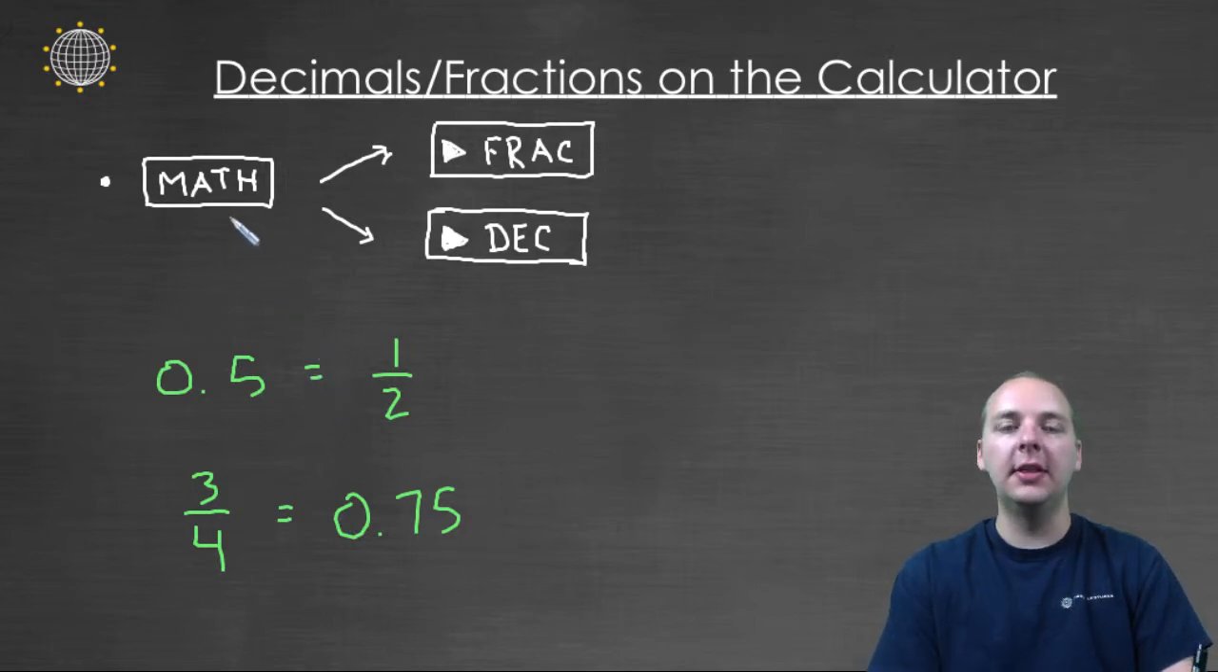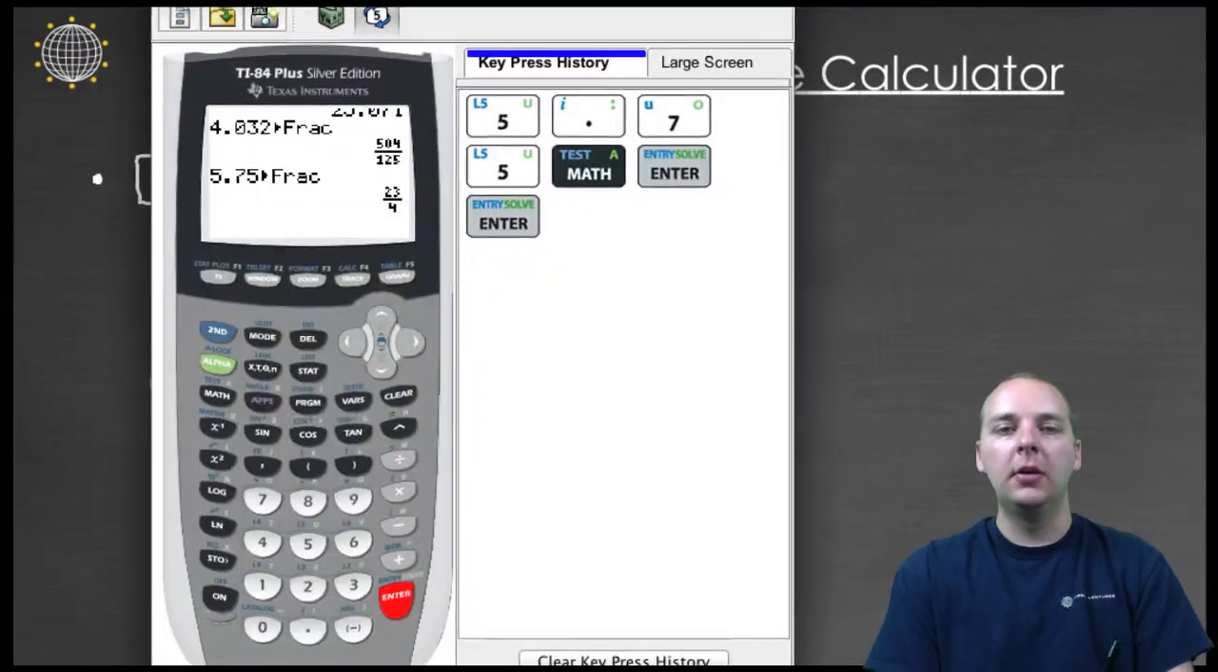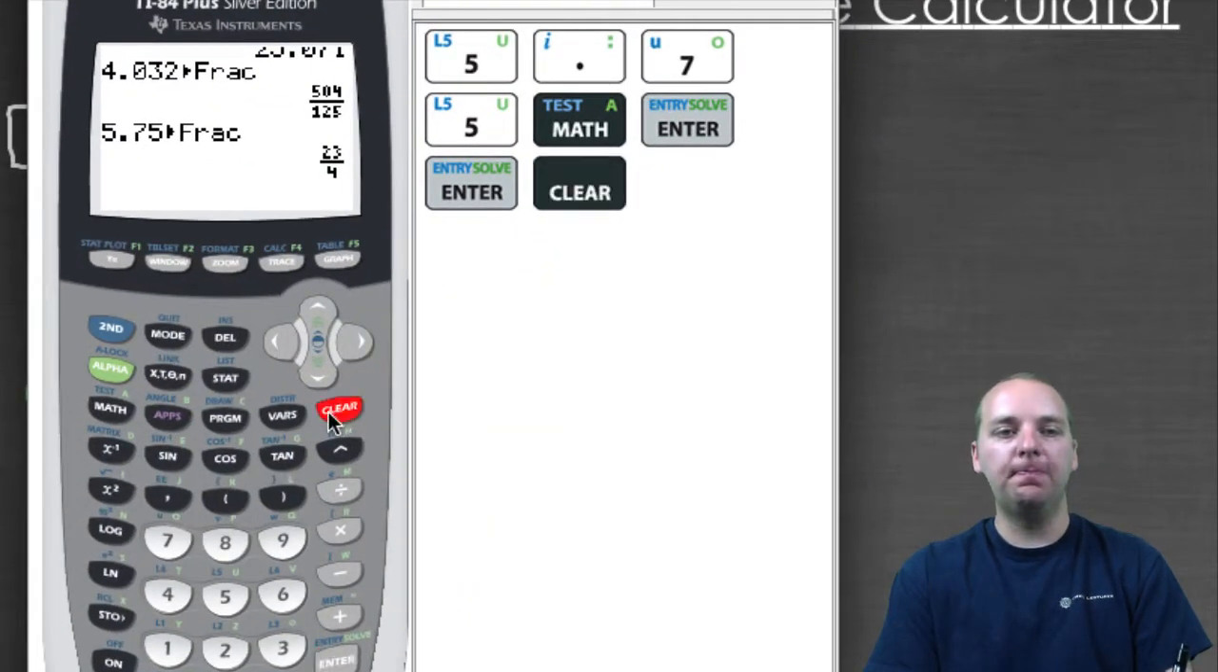And here's how you get there. Your graphing calculator should have a button that says math on it, and then it'll give you two options, either arrow to fractions, which means convert into a fraction, or arrow to decimal, which means convert into a decimal. Let's take a look.